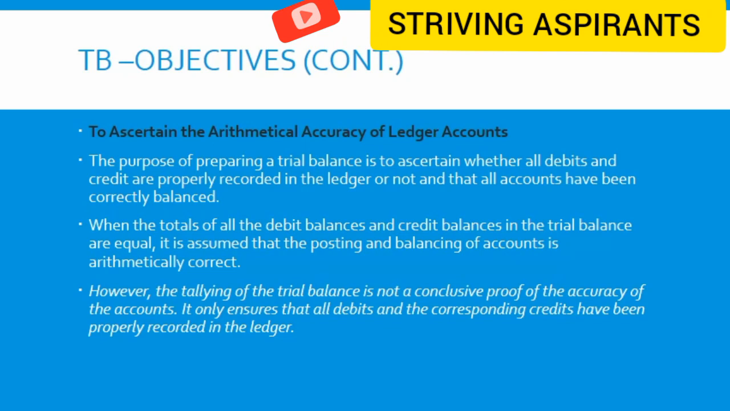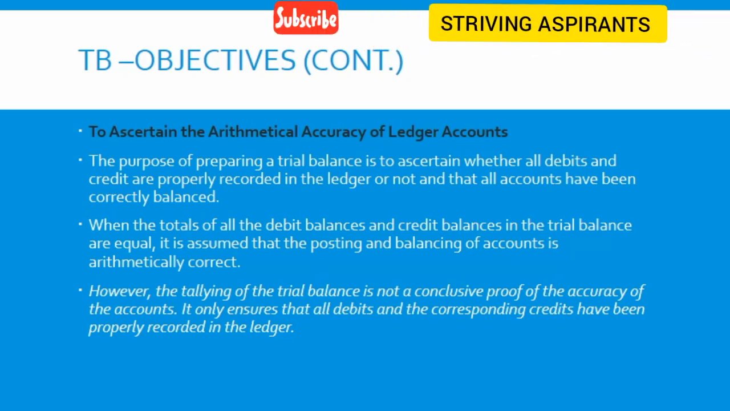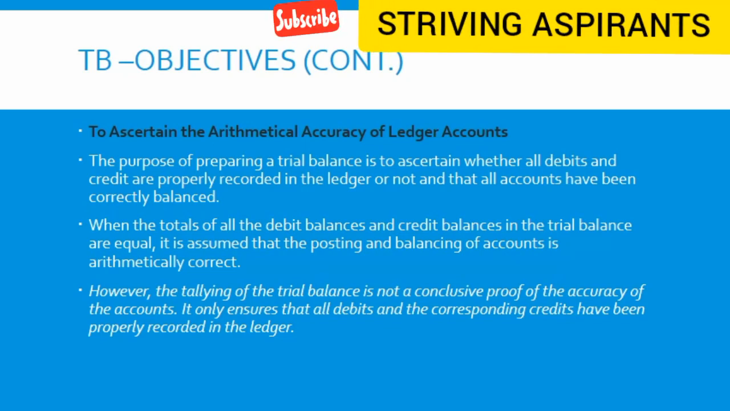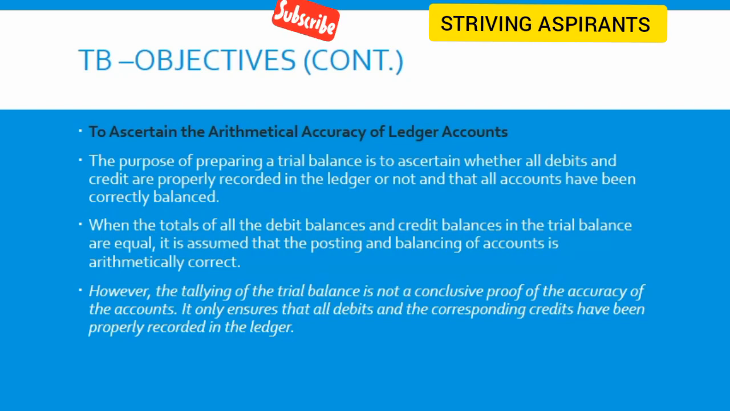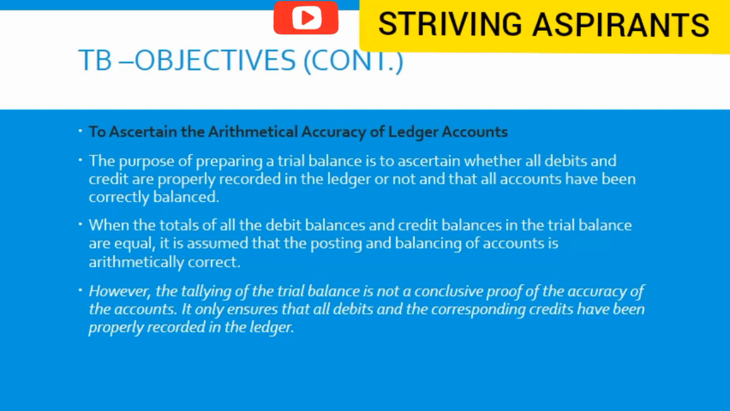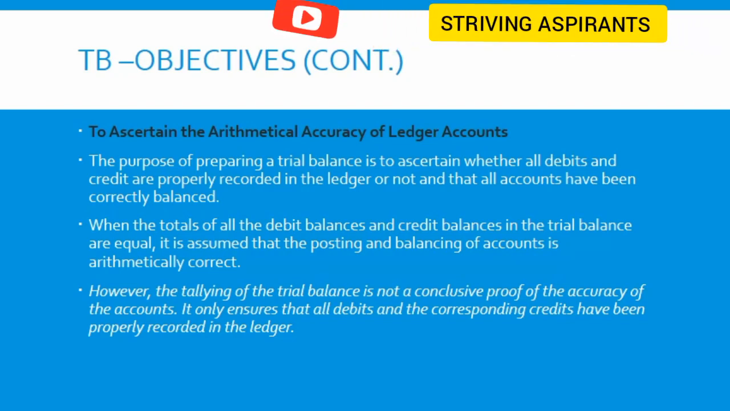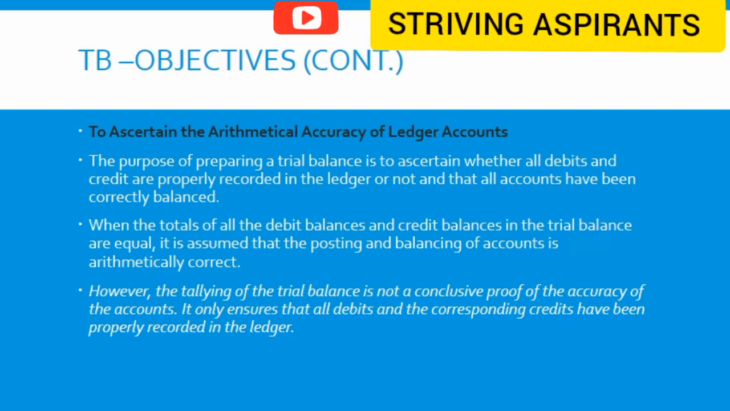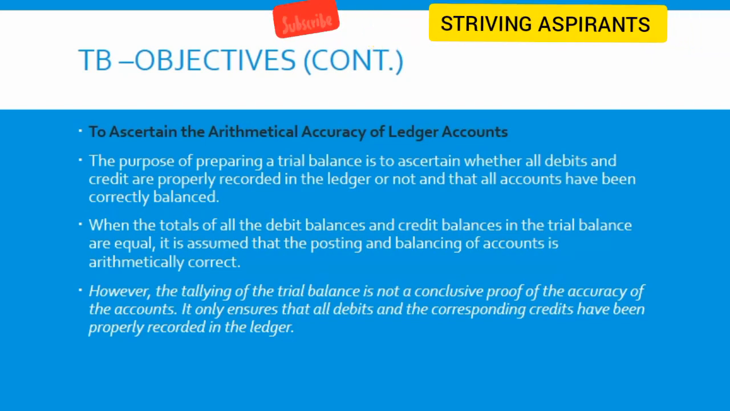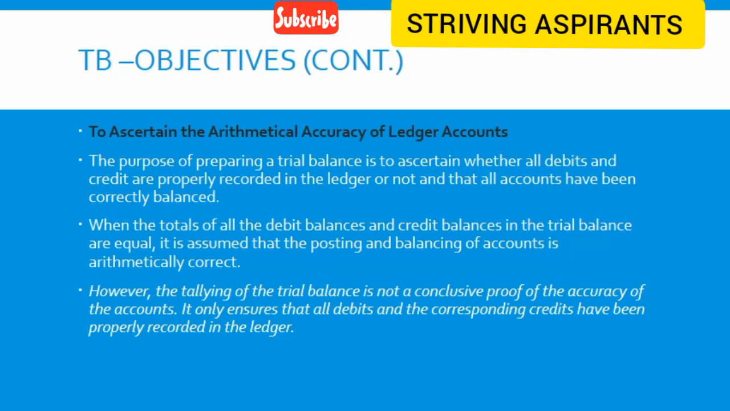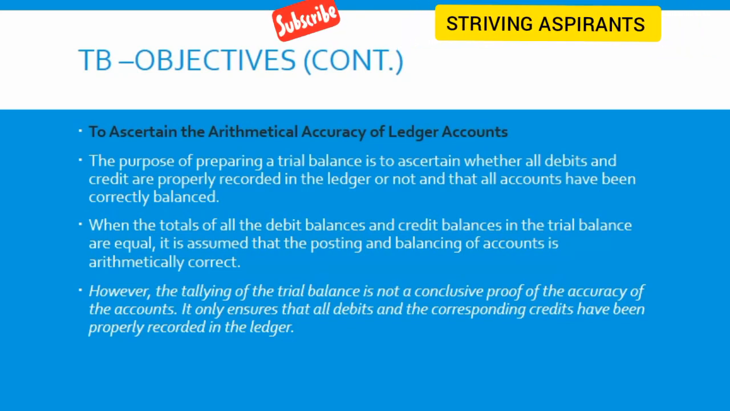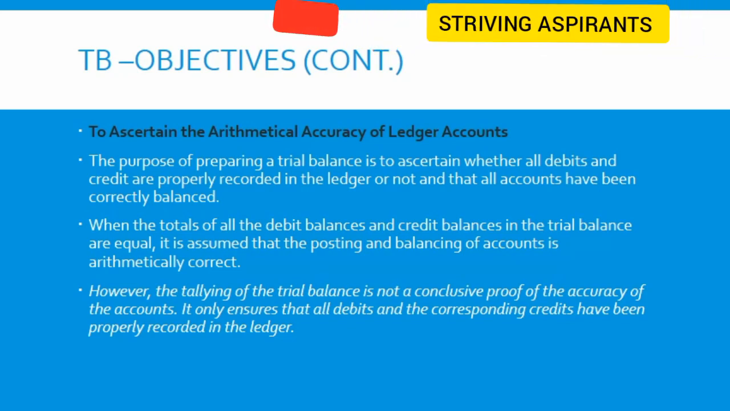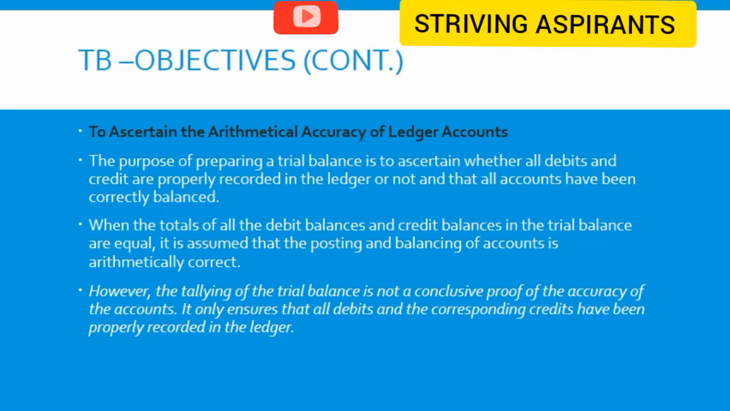So let's look into the first point, to ascertain the arithmetical accuracy of ledger accounts. Here we will check that all the amounts are equal. Whatever we have posted from ledger accounts should be equal to the amount that we have taken into consideration in the trial balance. If it is a debit balance or a credit balance, the amount should be equal.